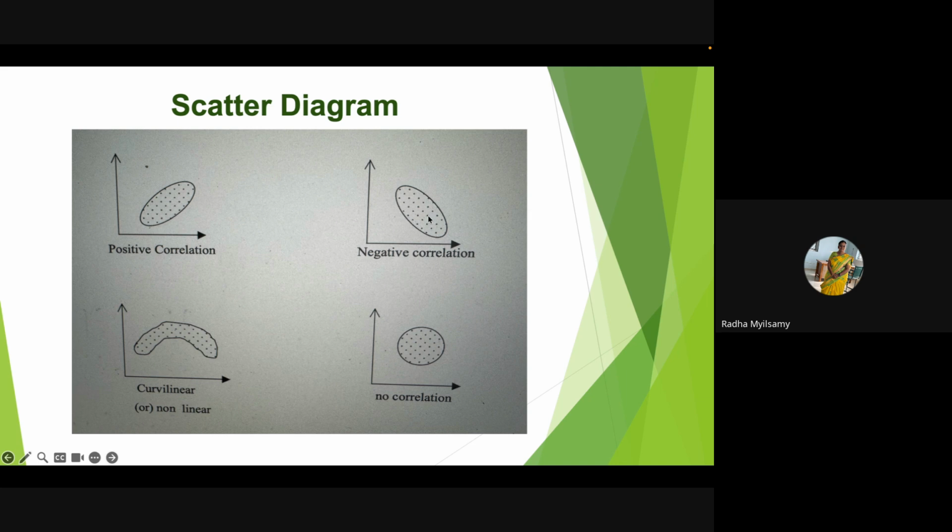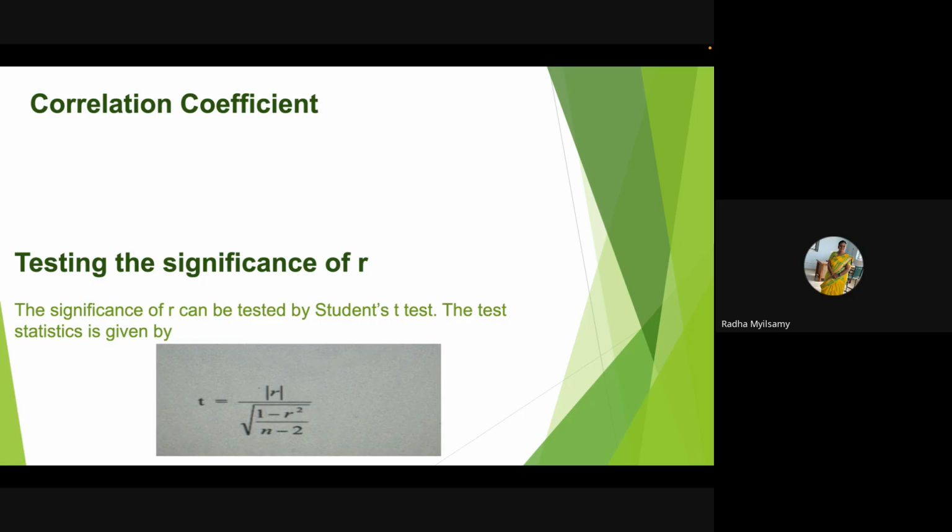If it is opposite to this, zero means it is negative correlation. If it is not possible to find out any direction, it is zero correlation. If it is some other diagram apart from a linear line, it is a non-linear correlation.